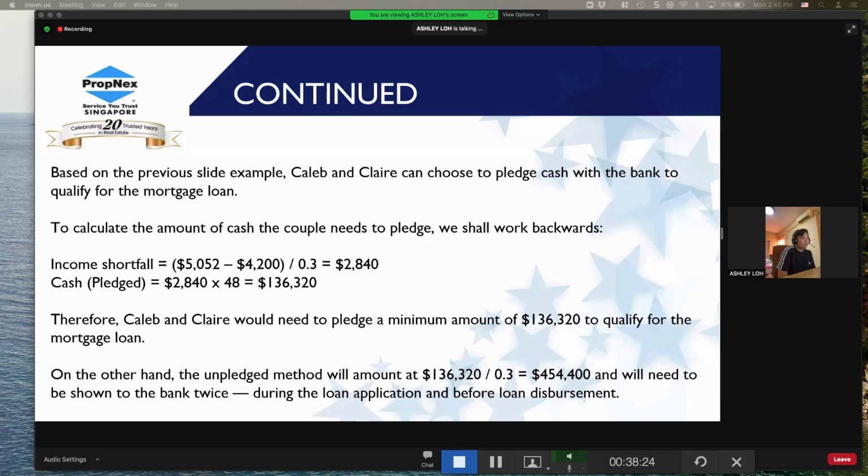Now, this is a formula. There is no MSR 30%. That's why they're dividing it by 0.3. If you ask me why 0.3, then I don't know how to further simplify it because this is a formula already. So again, need to show the bank ties during loan application and loan disbursement.